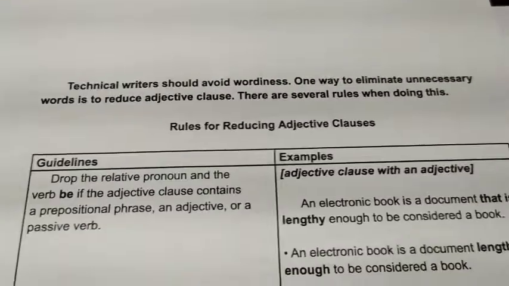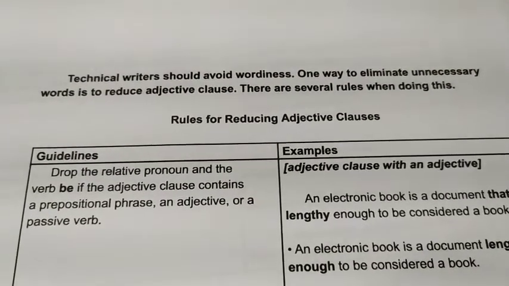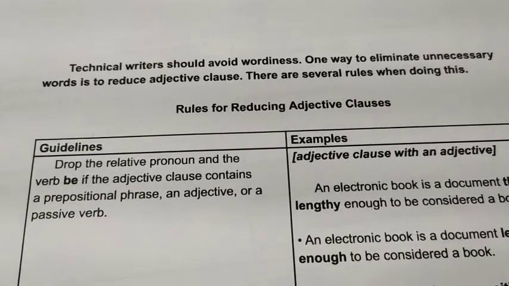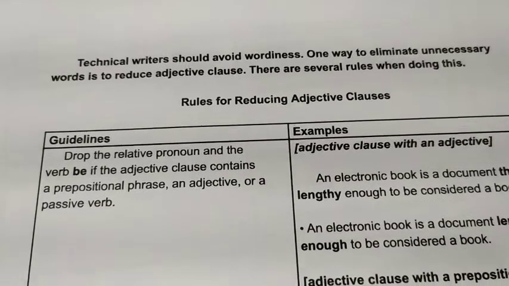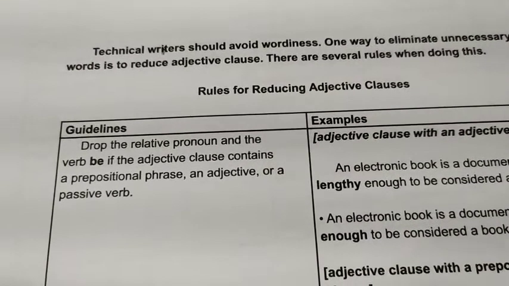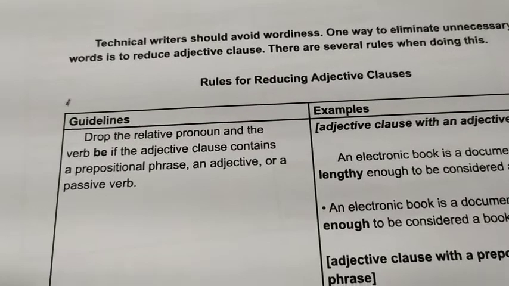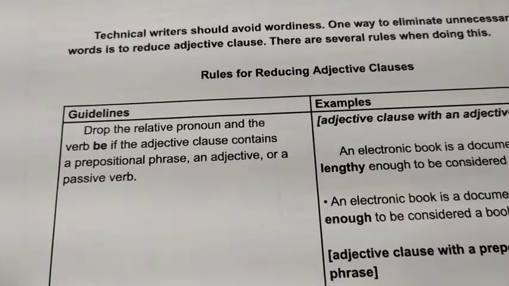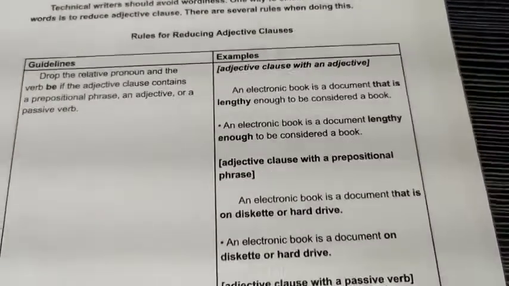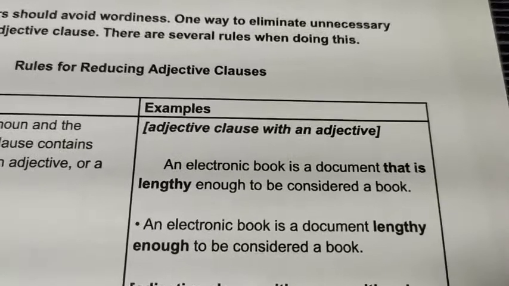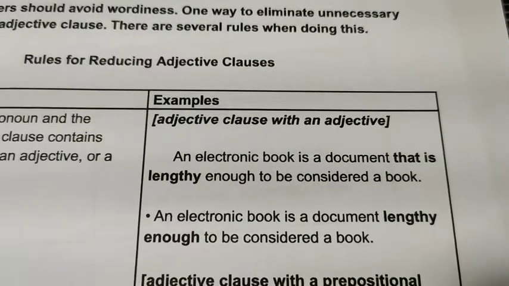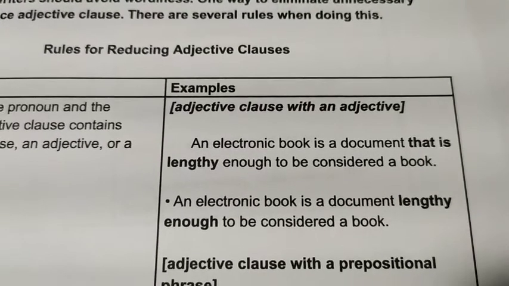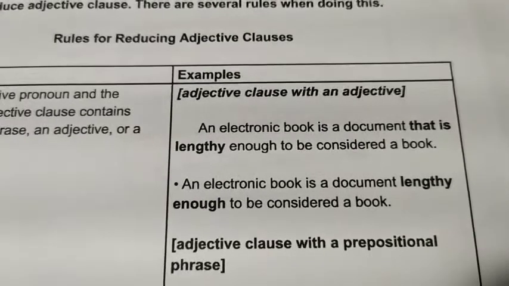So technical writers should avoid wordiness. One way to eliminate unnecessary words is to reduce the adjective clause. There are several rules when doing this. Rules for reducing the adjective clause. Guideline: drop the relative pronoun and the verb be if the adjective clause contains a prepositional phrase, an adjective, or a passive verb. For example, "An electronic book is a document that is lengthy enough to be considered a book." becomes "An electronic book is a document lengthy enough to be considered a book."